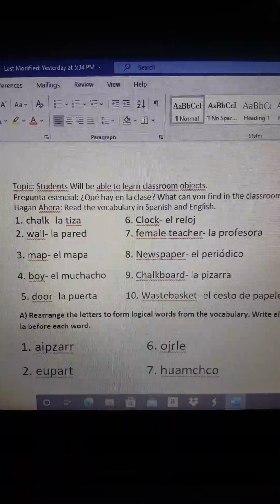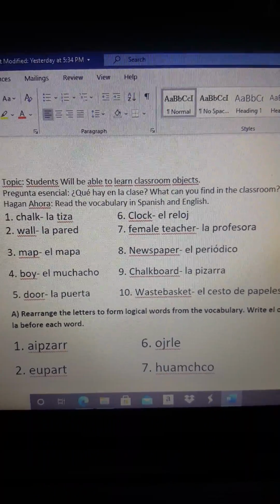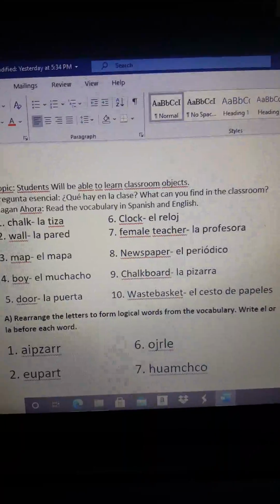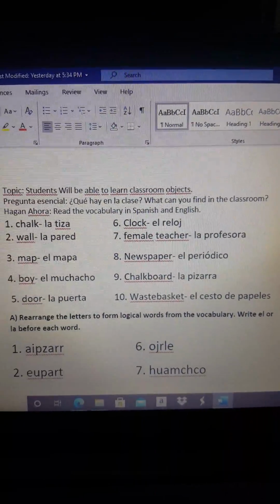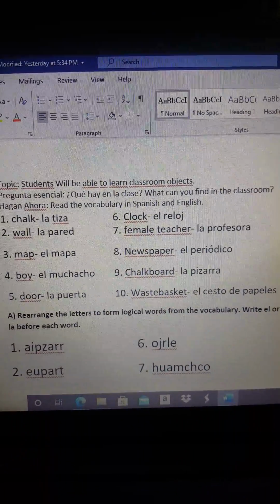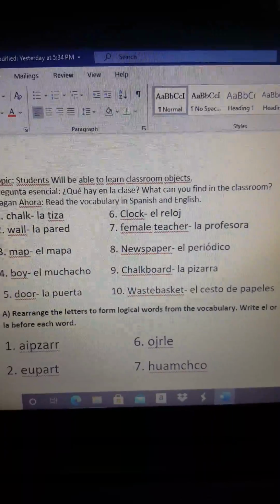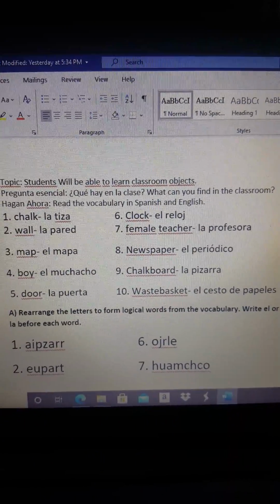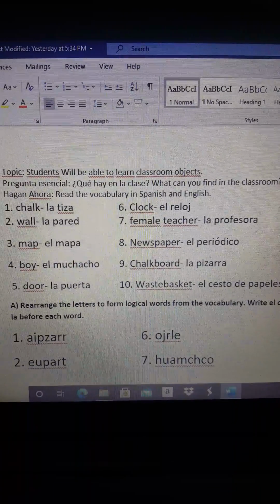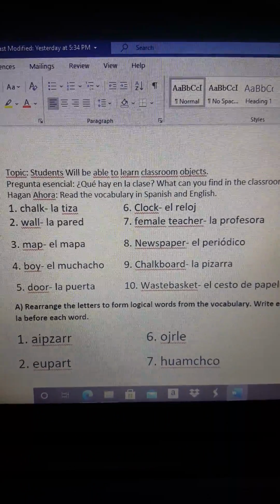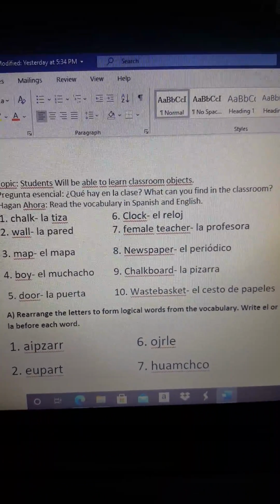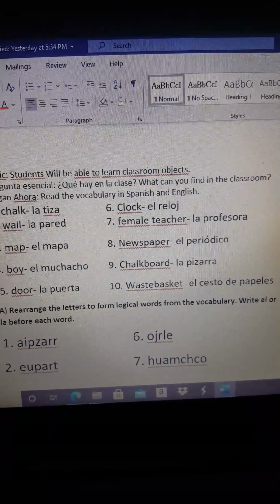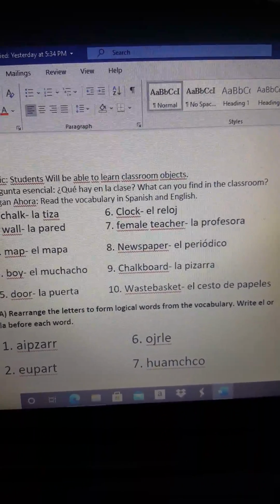Now, for your do now, you have a list of vocabulary in both languages, Spanish and English, and of course, you would do a drill where students will repeat the vocabulary in Spanish, because learning a language requires a lot of repetition. La tiza, la pared, el mapa, el muchacho, la puerta, el reloj, la profesora, el periódico, la pizarra, el cesto de papeles.